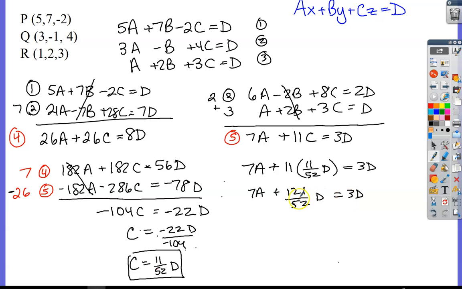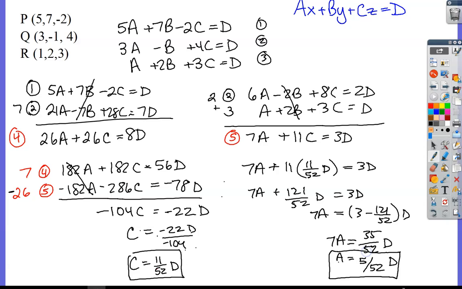So I'm doing 3 minus 121 over 52. That's how much d I'm going to have on that side, equals 7a. So heck yeah, once again, I'm doing that in my calculator. I got 35 over 52d, but I have to remember to divide by 7. So I'm going to divide that by 7, and it actually reduces to 5 over 52d. Now I have the a value.